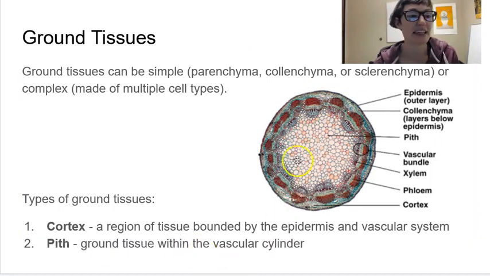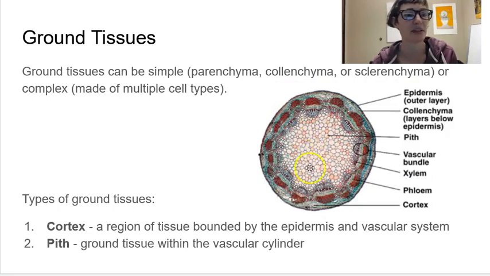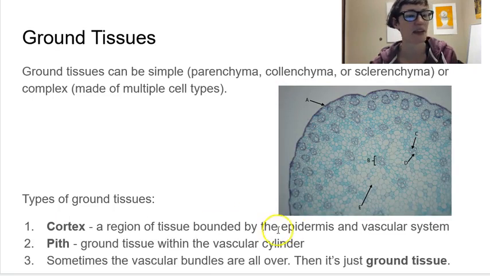The tissue on the inside of the vascular tissue, so it's fully surrounded by vascular tissue, is called the pith. You can see that here in this brighter peachy color, and here it's just blue still, but that's just a difference in the staining. So the pith is completely surrounded by vascular tissue. That is what it looks like usually in eudicot stems, where we'll have this distinct cortex and pith.